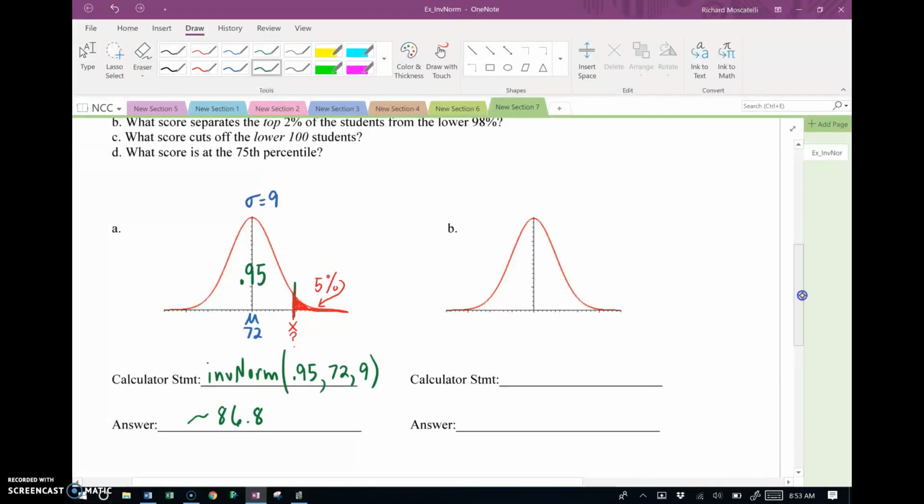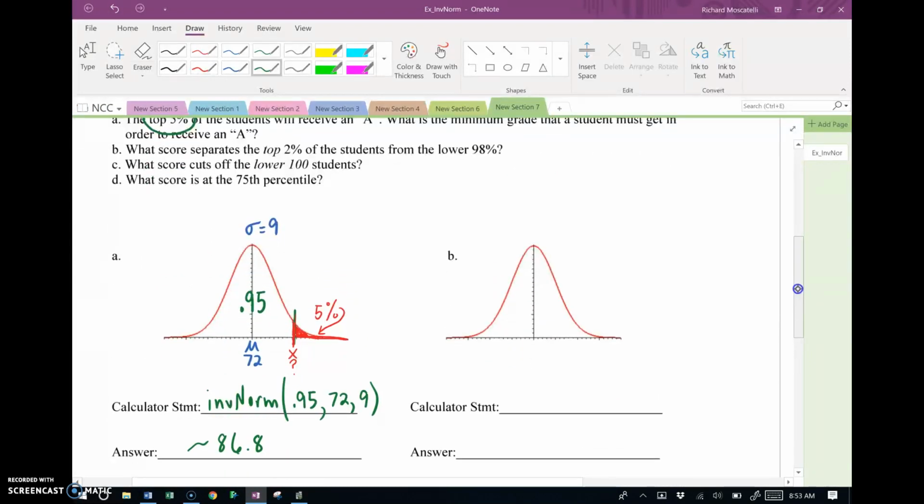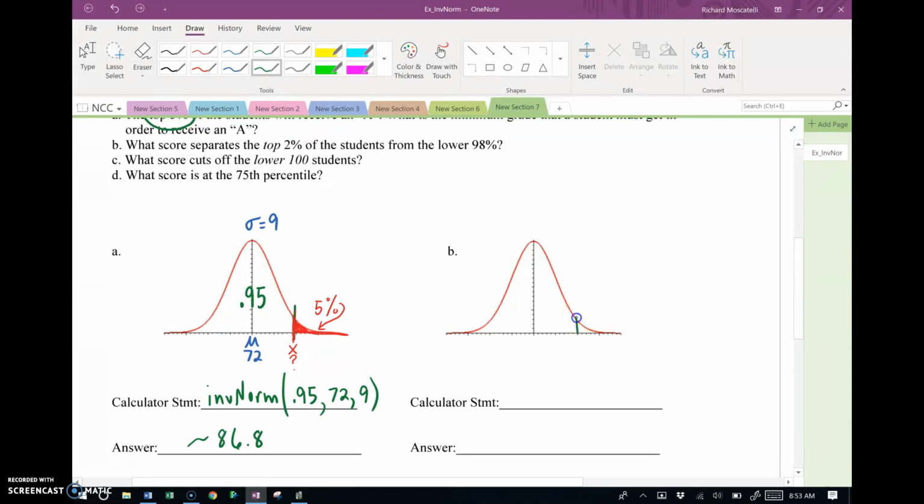All right, letter B. What score separates the top 2% from the lower 98%? All right, well, you know what? That's the same question. I mean, this area up here, if that area is 2%, this area down here is 98%. It's virtually identical.